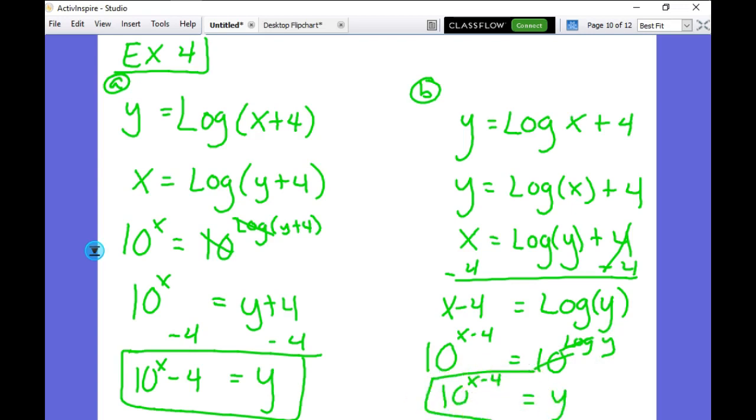So notice these answers look very similar, but they are actually different. On the left, the 4 is just being taken away from 10 to the x. Whereas over here, the 4 is actually a part of the exponent on the right side. Okay, so you do get different outcomes because of that. So those little parentheses make a big difference because they indicate that there's different things going on there. All right.